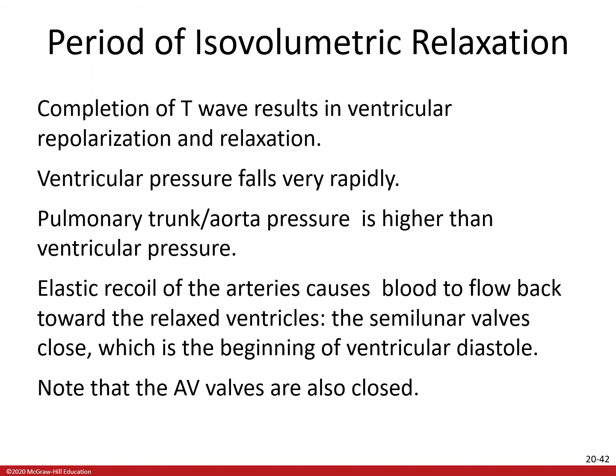Completion of the T wave results in ventricular repolarization and relaxation. The already decreasing ventricular pressures are going to fall very rapidly as the ventricles suddenly relax as ventricular diastole begins. When the ventricular pressures fall below the pressures in the aorta and pulmonary trunk, the recoil of the elastic arterial walls, which were stretched during the period of ejection, is going to force the blood to flow back toward the ventricles, thereby closing the semilunar valves.